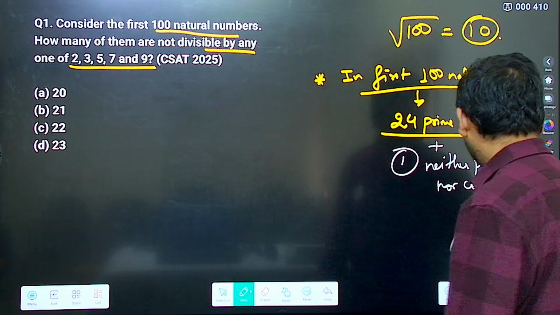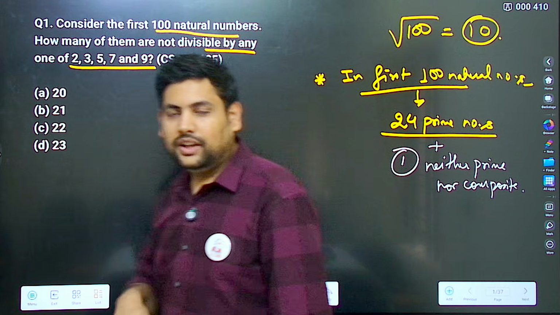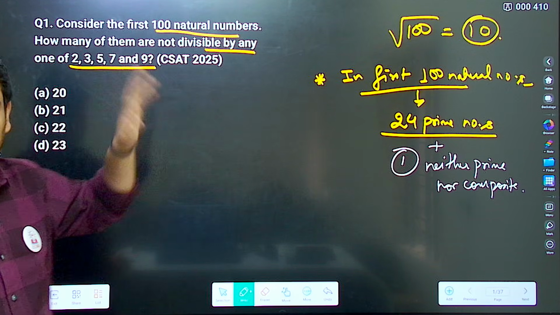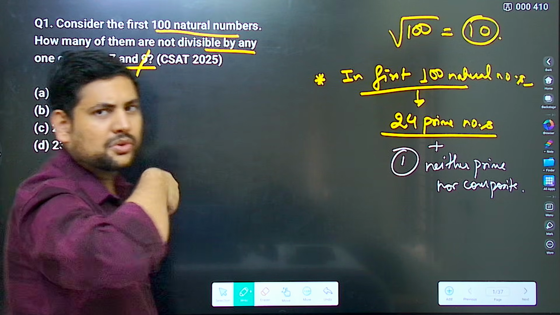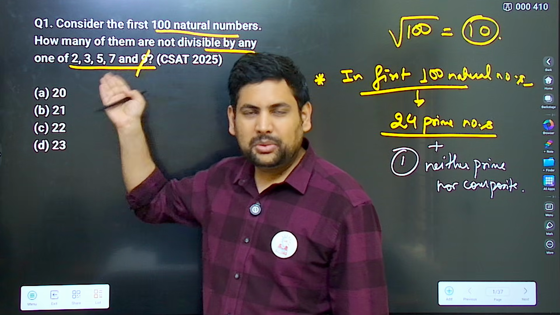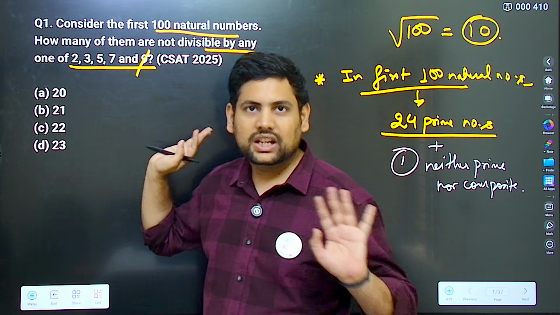This you remember, correct? Now let's see. How many numbers are there which are not divisible by any of them? See, 9 does not matter. Anyway, it's a composite number. If something has to be divisible by 9, it must be divisible by 3 only. So checking by 3 only can reject that case.